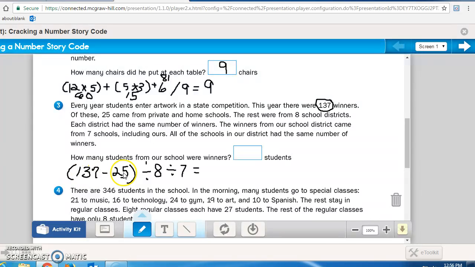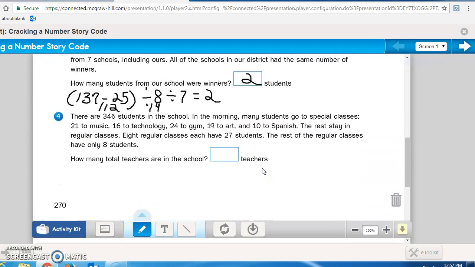So I take 137 minus 25, which is 112. 112 divided by 8: 8 goes in there once, 14. And 14 divided by 7 is 2. Now, I don't expect you to do this as quickly as I did, but I do expect you to take the time to try to figure these out.